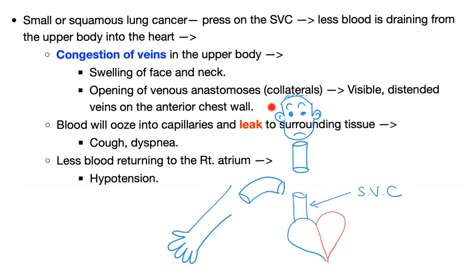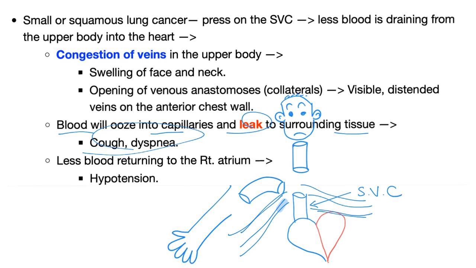This will lead to opening of venous collaterals or venous anastomosis because this area is congested. This will lead to the appearance of visible distended veins on the anterior chest because of the anastomosis. Blood will ooze into the capillaries and leak into the surrounding tissue, leading to cough and dyspnea. Less blood returning to the right atrium will cause hypotension.